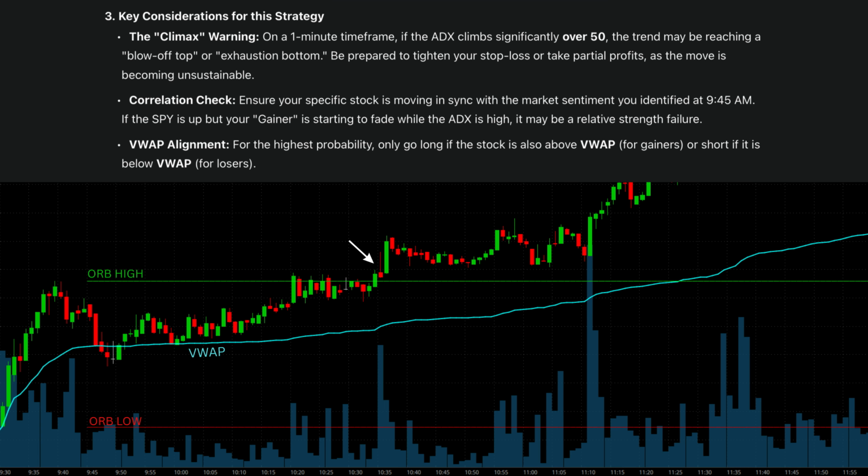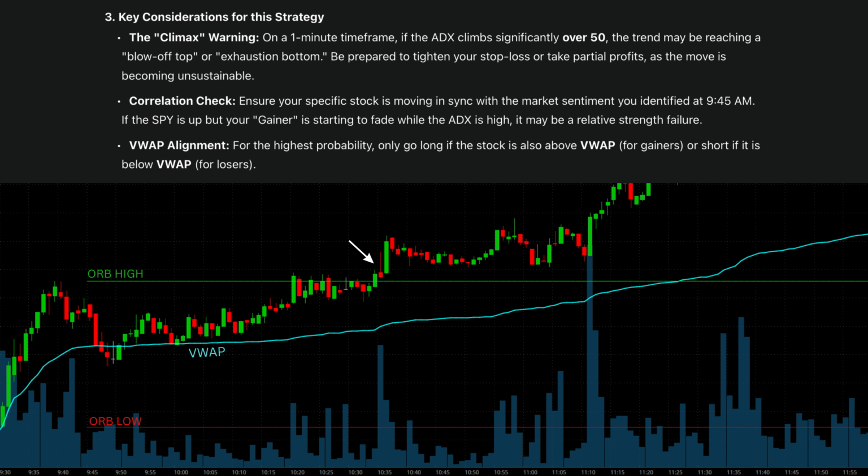3. Key considerations for this strategy. The climax warning. On a 1-minute time frame, if the ADX climbs significantly over 50, the trend may be reaching a blow-off top or exhaustion bottom. Be prepared to tighten your stop loss or take partial profits as the move is becoming unsustainable.